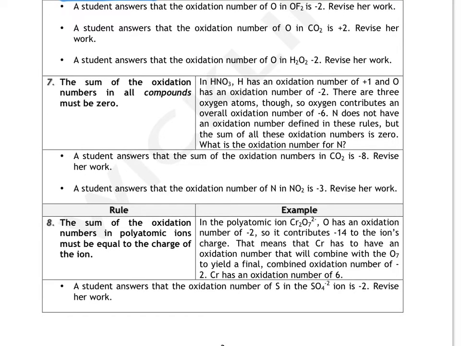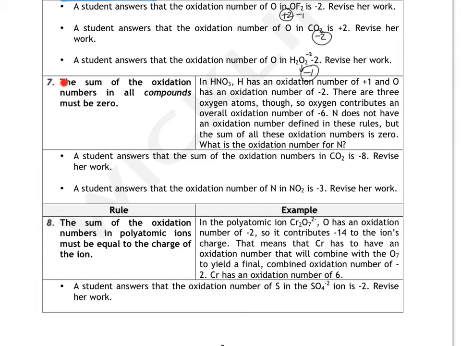Here are some examples. A student answers that the oxidation number of oxygen in OF2 is -2. Revise her work. Well, the fluorine is going to be -1, which means that the oxygen would have to be +2. Secondly, a student answers that the oxidation number of oxygen in CO2 is +2. Revise her work. So oxygen is almost always -2, and this is the case in this example. And then thirdly, a student answers that the oxidation number of oxygen in H2O2 is -2.